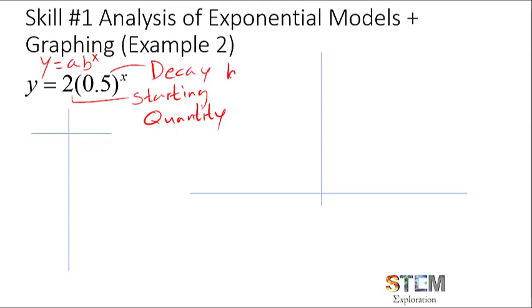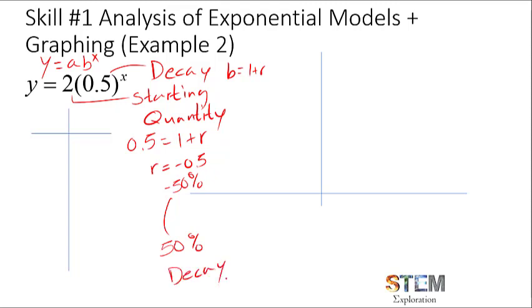The 0.5 then represents your growth or decay factor, right? Because remember that b is equal to 1 plus r. And so in this given case, if 0.5 is equal to 1 plus r, that tells me that r must equal negative 0.5, which is the same thing as negative 50%, which could also be described as 50% decay. So that tells me that the function is going to get ever smaller and smaller as time progresses. And I think this makes sense, right?